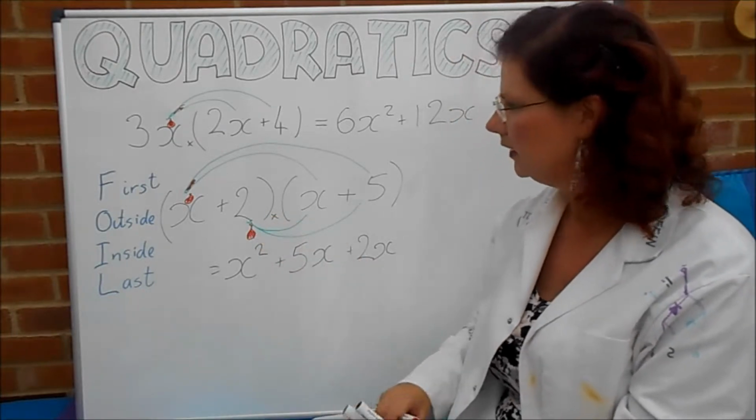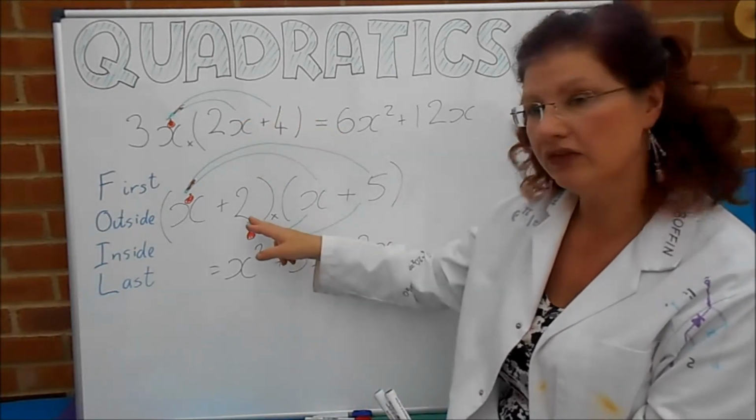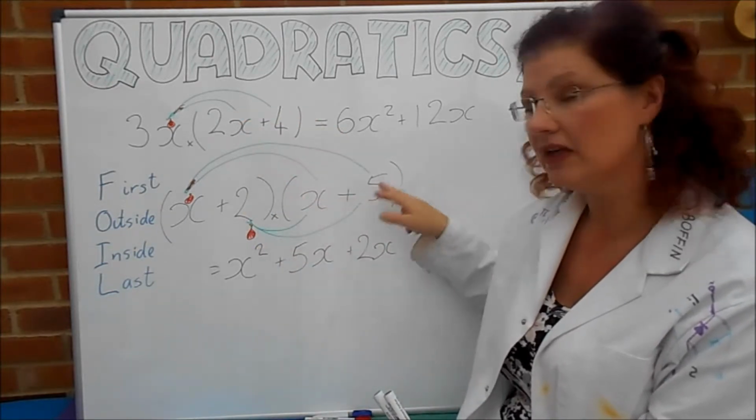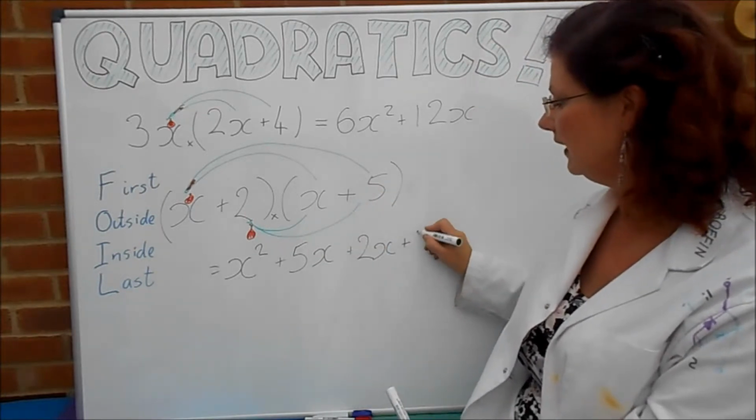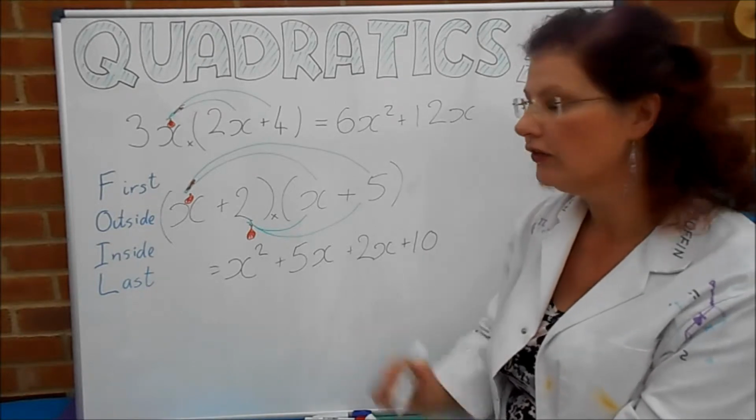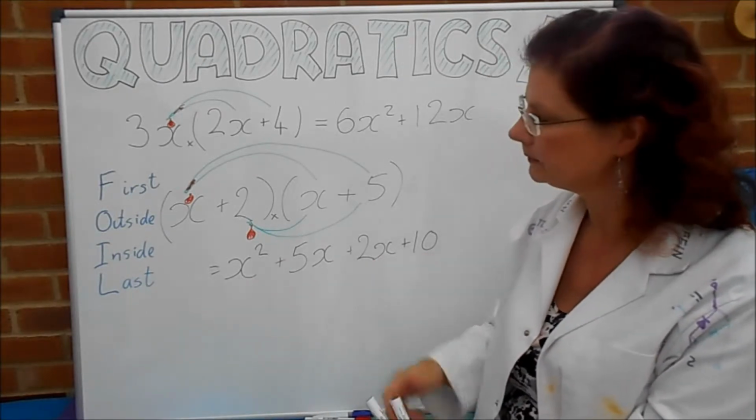There we go. So we should have a dragon claw on the top and a dragon claw on the bottom. So the last ones: the last one in this bracket times the last one in this bracket. 2 times 5 is simply 10. So 1, 2, 3, 4 terms, quadratic.